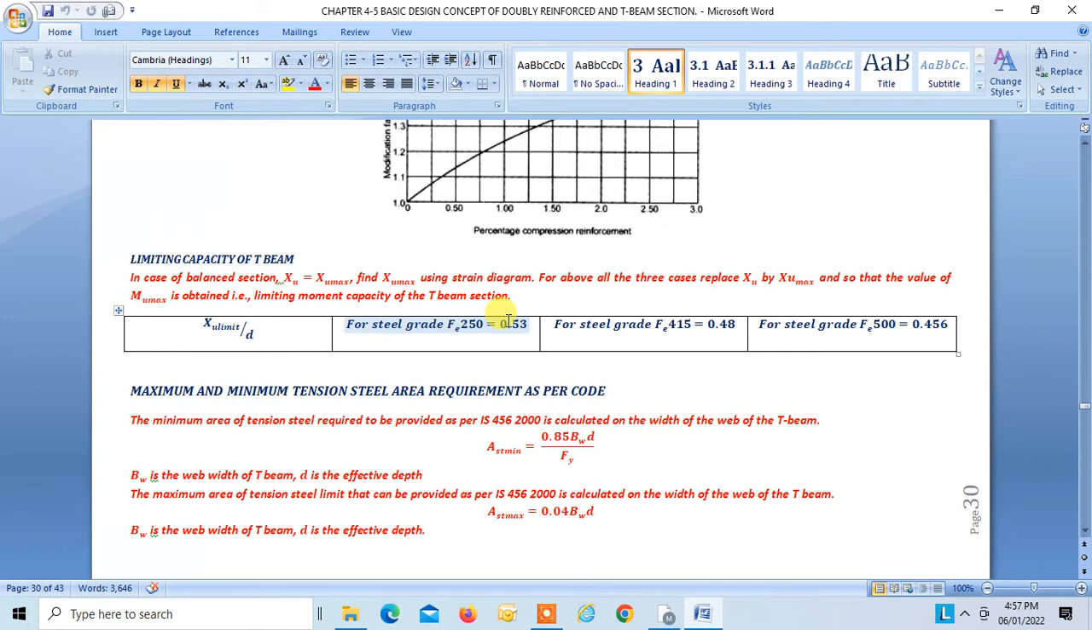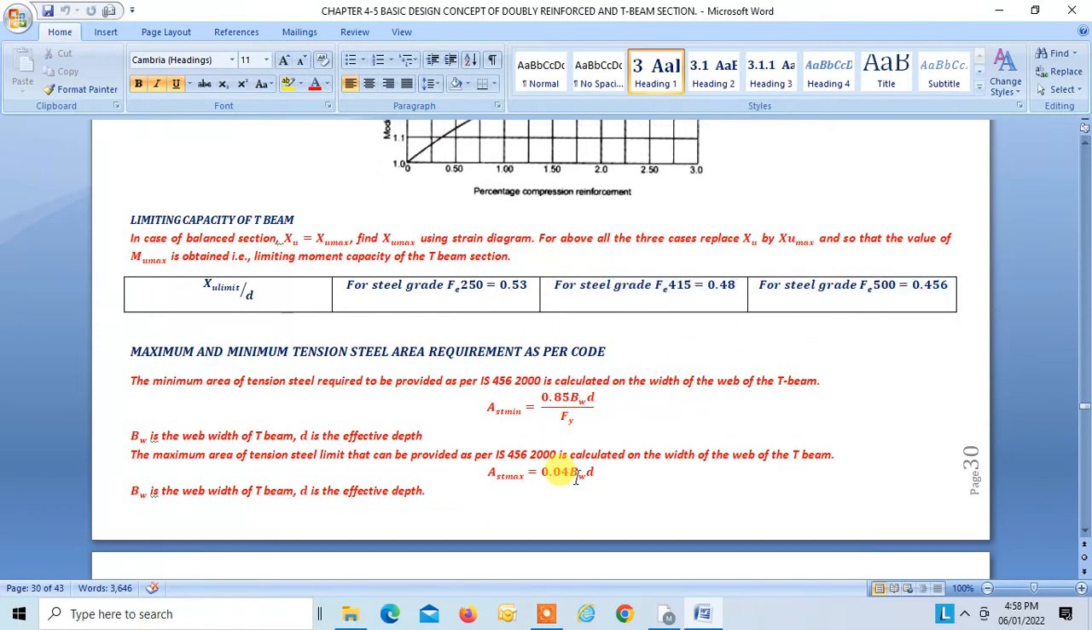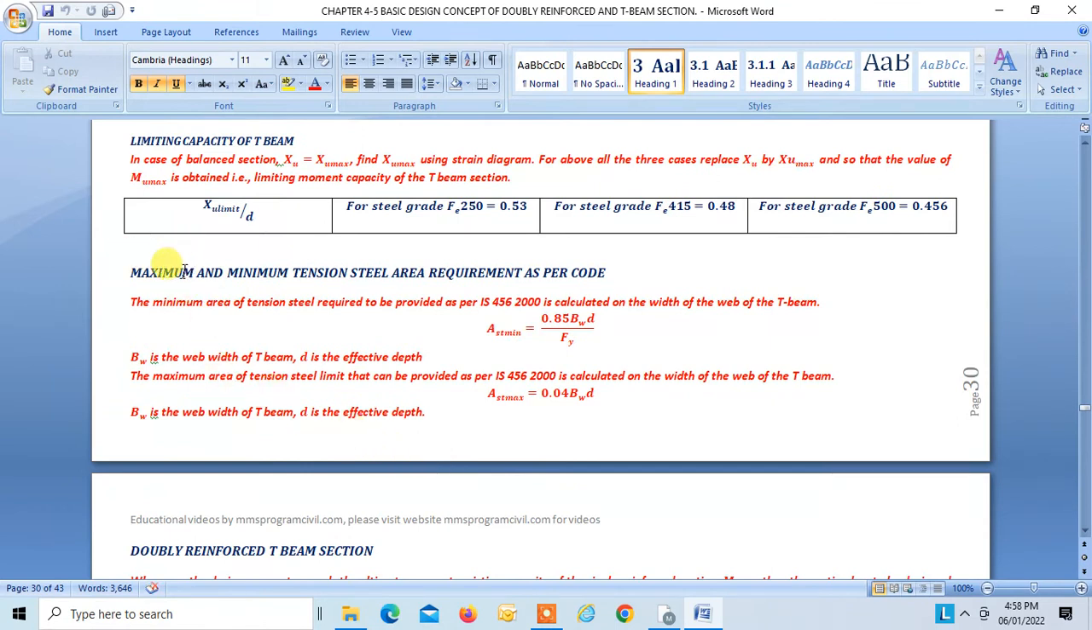In case the section is a balanced section, then instead of XU, you have to take XU max. Everything remains the same; the only thing you have to change is from XU to XU max. We know the XU limit by D ratio table very well: this is for Fe 250, this is for Fe 415, and this is for Fe 500. Now, minimum and maximum tension steel is still required as per code.